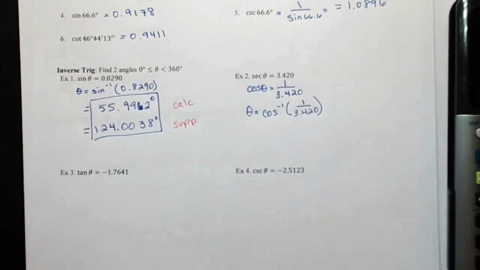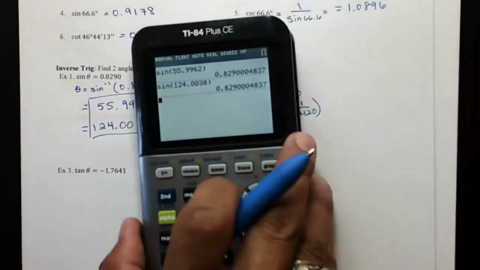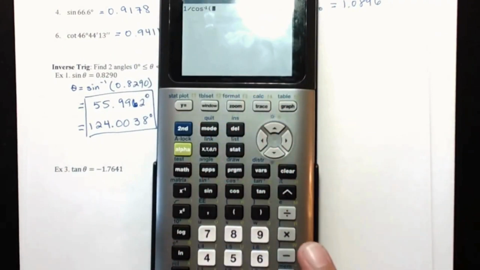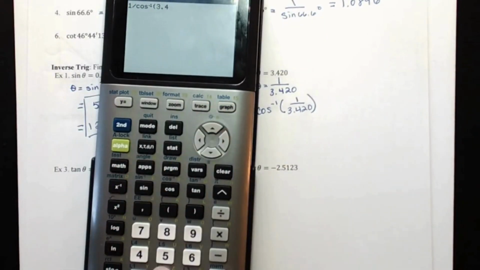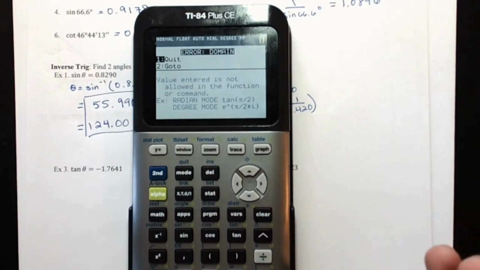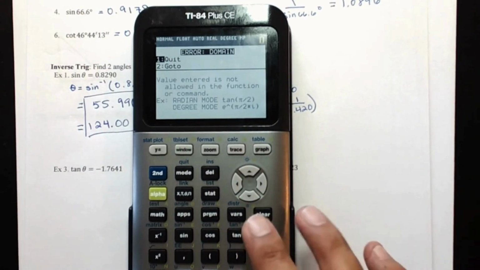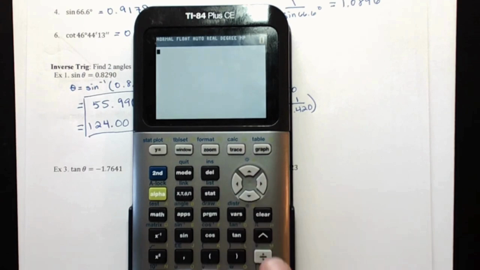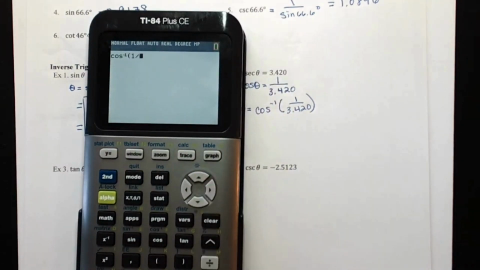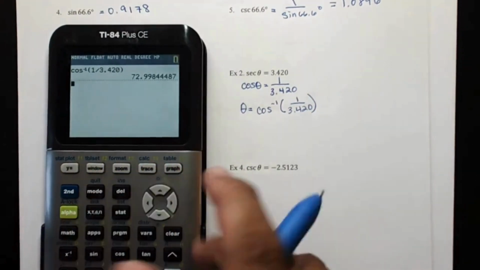Now it's very important where this fraction is. If you try to put that fraction on the outside, let's see what happens. Is it 3.420? Error. If you get an error, you probably did something wrong. So make sure you know exactly how to type this in. We need to do second cosine and put the fraction inside of the function. And we end up getting our answer.